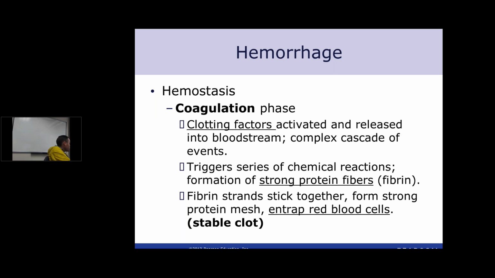So that's why, I mean, you can give red blood cells, you can give platelets, but if you don't give the cofactors, you're never going to get a very good stable clot formation to stop that bleeding, right? Coagulation phase is your clotting factors. This triggers that reaction to form those strong protein fibers, fibrin. And then that fibrin sticks together, and it traps the red blood cells, causes a very stable clot.